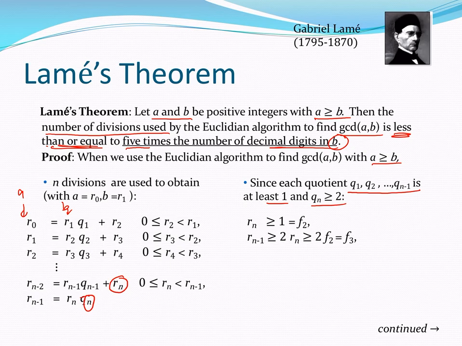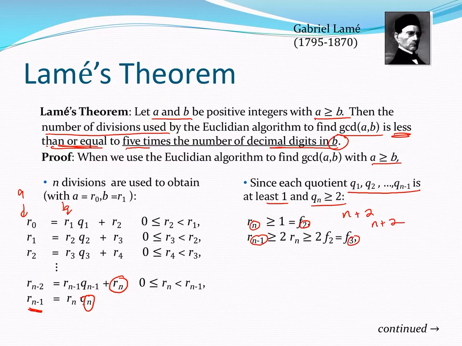Rn minus 1, we can see it over here, is equal to Rn times Qn, and since Qn is at least 2, Rn minus 1 is greater than or equal to twice Rn, and that is greater than or equal to twice Fibonacci 2, but twice Fibonacci 2 is Fibonacci 3. I want you to notice the indices that we're setting up here. The index of the remainder and the Fibonacci number it's greater than or equal to add to n plus 2. N minus 1 and 3 is n plus 2.